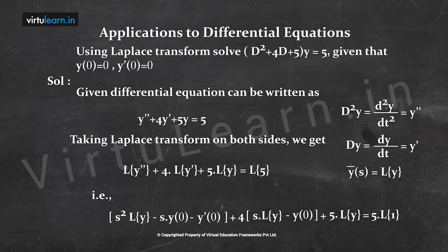That equals 5 into Laplace transform of 1. Laplace transform of k is nothing but k by s actually. Now I am writing 5 outside, Laplace transform of 1. Now you substitute, already they have given y of 0 equal to 0 and y dash of 0 is also 0. Now everywhere you substitute: y of 0 is 0, y of 0 is 0, y dash of 0 is also 0.